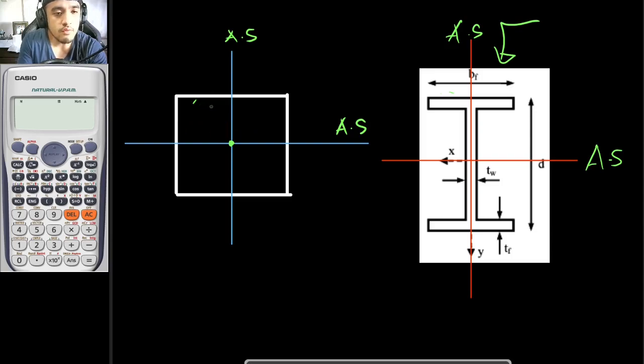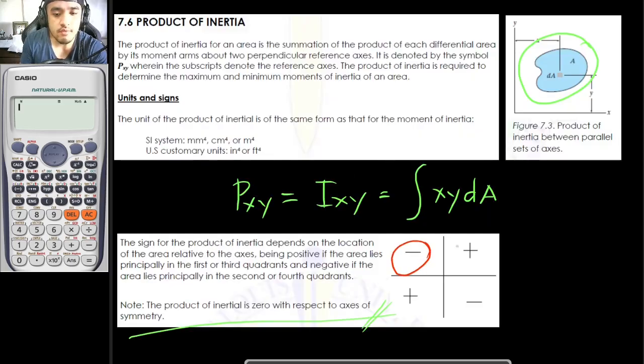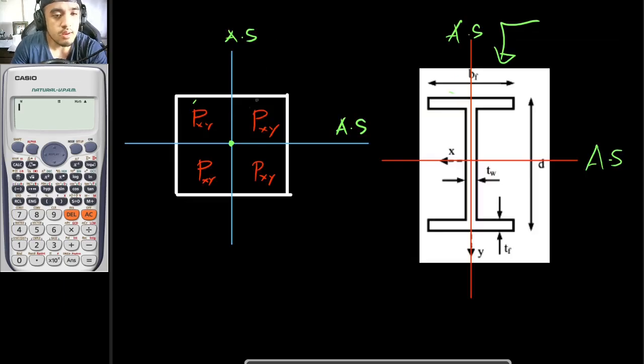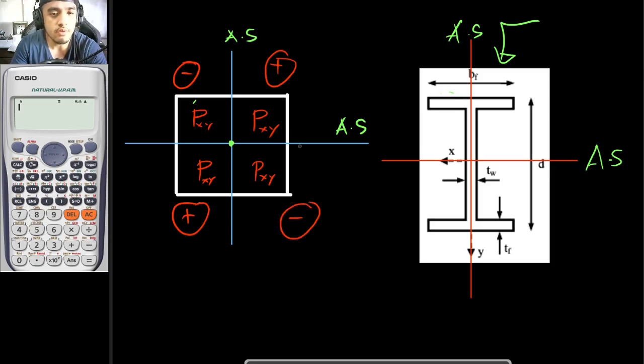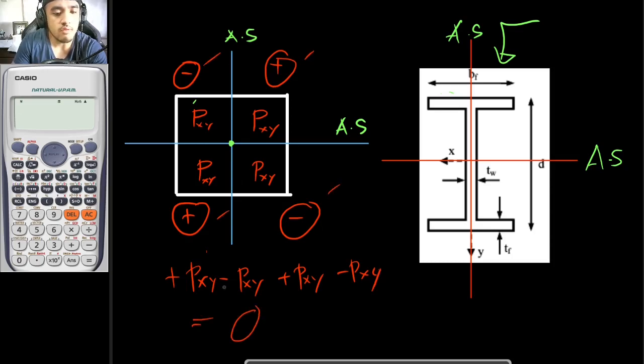So meaning, the product of inertia at this point is, let's say that this is to be P, and this should also be P, and this should also be P, so Pxy, Pxy, Pxy, and Pxy. So all of them should be equal. But take note, guys, that considering the sign conventions right here, in this quadrant right here, your x is to be positive and your y is to be positive. Thus, your answer here would be positive, your answer here would be negative, your answer here would be positive, and your answer here would be negative. And if you would be getting the summation of all of those, so positive Pxy minus Pxy plus Pxy minus Pxy, which are all of these terms right here, this would just give you an answer of 0.